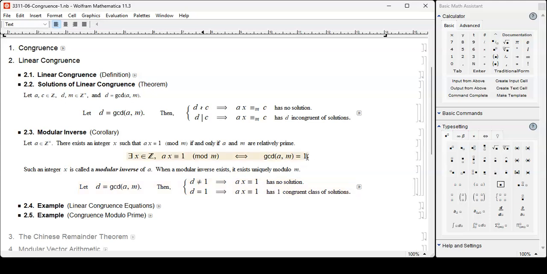So you can rewrite it like this: there is a solution if and only if A and M are relatively prime. Not only that, you can find how many solutions there are. Actually, there is a unique solution modulo M. There are infinitely many integer solutions, that's true, but they're all congruent modulo M. So there is a unique solution.